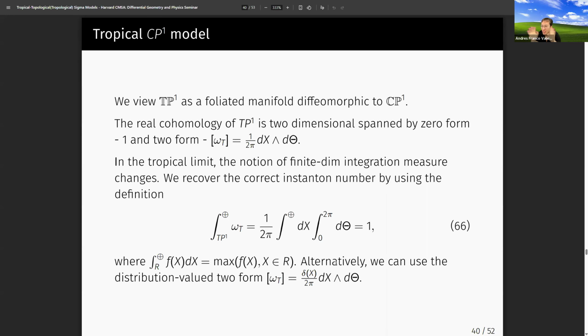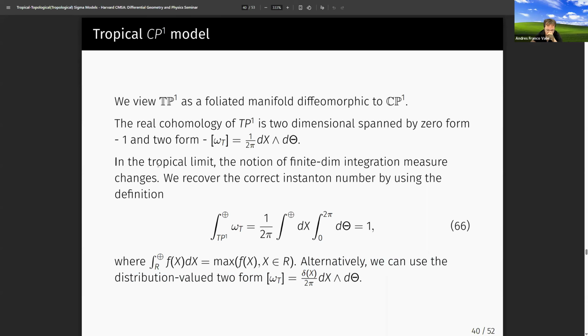Now, you might say, where did you get those things? What you can do is look at the cohomology of CP1. If you apply the Maslov dequantization limit to the cohomology of CP1, you end up getting a distribution valued 2 form. This distribution valued 2 form is then going to motivate what are the correct observables that we should look at in the tropical case.